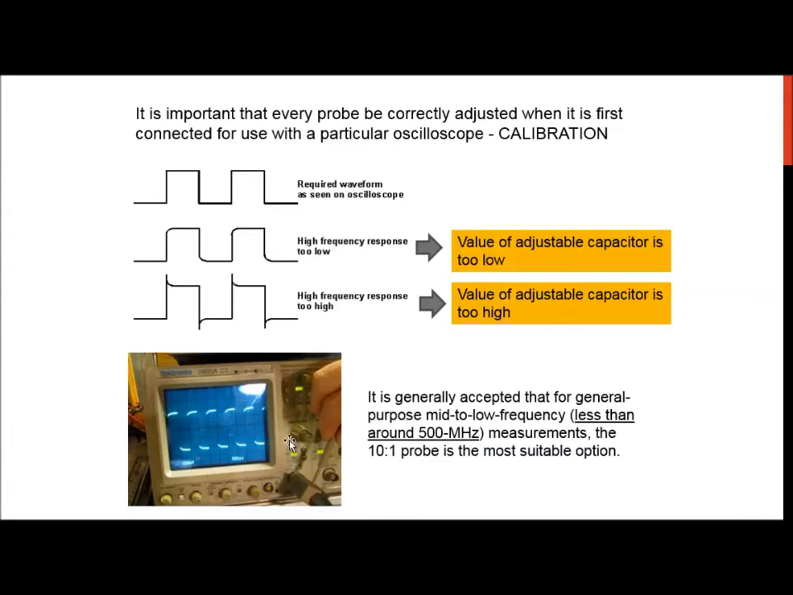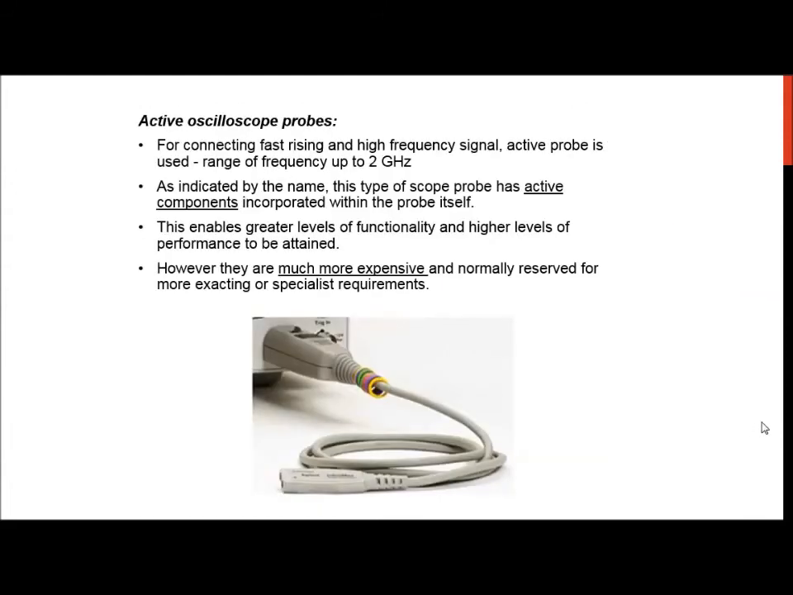So earlier in the video, I mentioned that there are two types of probes. So I have been explaining the passive oscilloscope probes. And the other one is the active oscilloscope probes, which are normally used for a higher range of frequency, up to 2 gigahertz. So I'm not going to cover much about this, because the main focus of this lecture is the passive oscilloscope probes. So the assessment will be more on the passive probes.